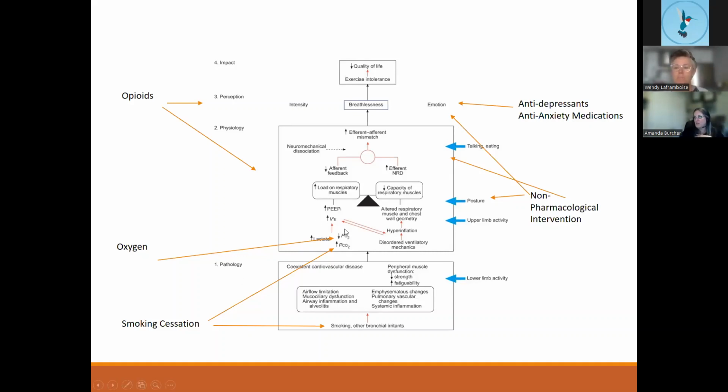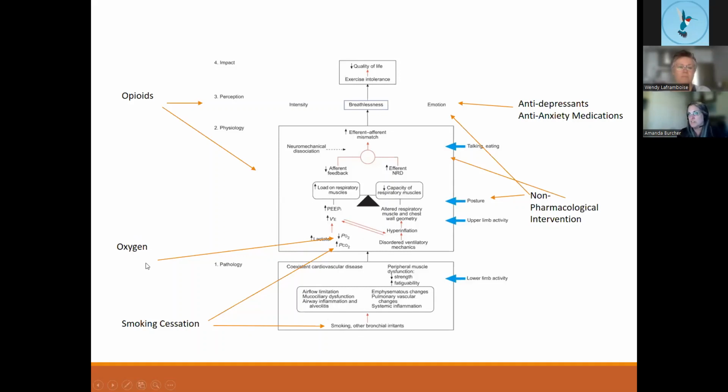So this next slide goes back to the dyspnea model we talked about at the beginning, and it shows where some of our common treatments that we will come up with in our treatment plan for Mrs. P act in this dyspnea perception to intervene. So smoking cessation certainly has a role as reducing irritants, as well as improving your PCO2 levels. So it can address the dyspnea sensation.